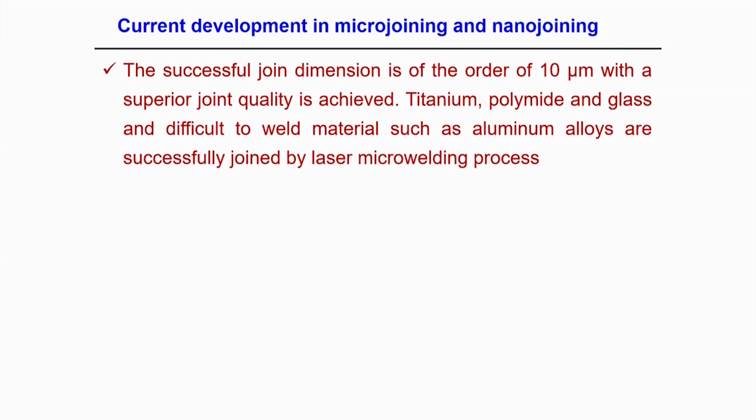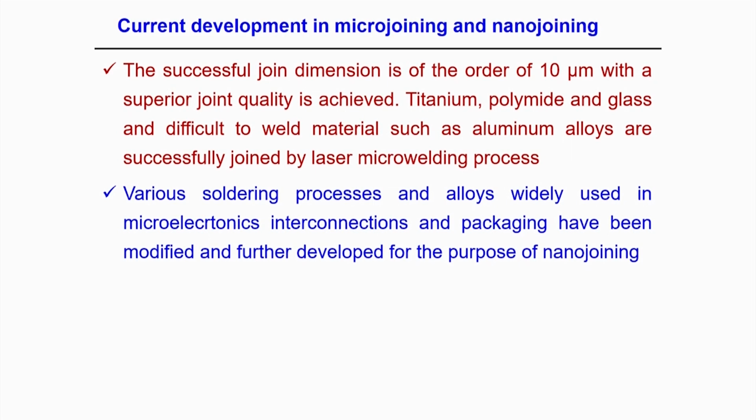The successful joint dimension so far from this investigation, specifically I am talking about micro joining technology, is that 10 micrometer joints with superior joint quality are achieved in titanium, polyamide and glass, and materials very difficult to weld, such as aluminum alloy, are successfully joined by the laser micro welding process. The various soldering processes and alloys widely used in the micro electronics industries, interconnections, and packaging industry have been modified, and further development of nano joining processes is also required in this case.